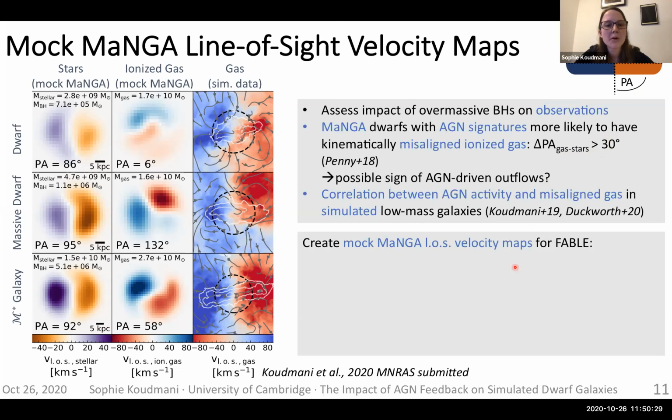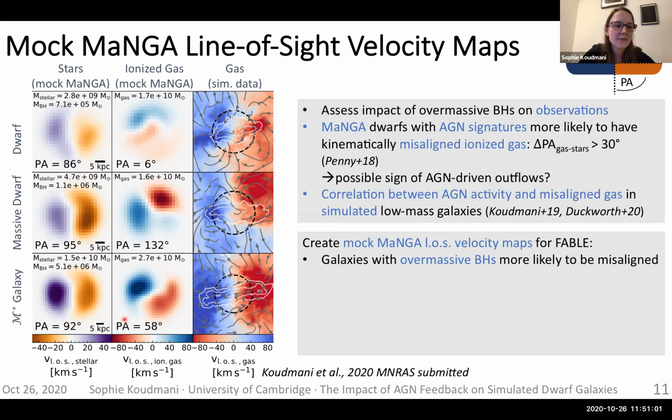So we created mock MaNGA line of sight velocity maps for the FABLE dwarfs. And we found that indeed galaxies with overmassive black holes are more likely to be misaligned. So here you can see some of our mock maps. The first column shows you the mock maps of the stars, and the second column of the ionized gas. And for comparison, we also show the line of sight velocity of the whole gas phase at the original resolution of the simulation. And this dashed black circle gives you the size of the MaNGA aperture.